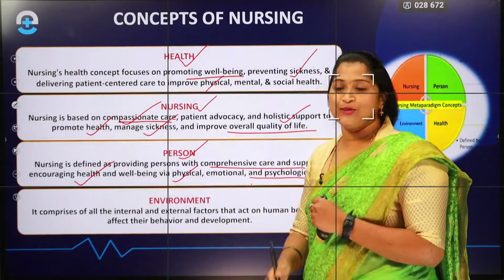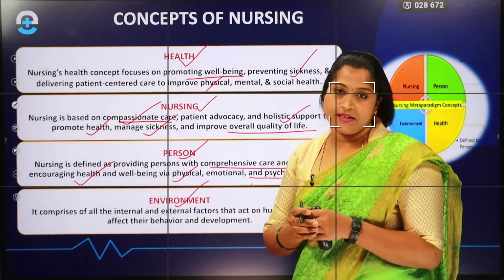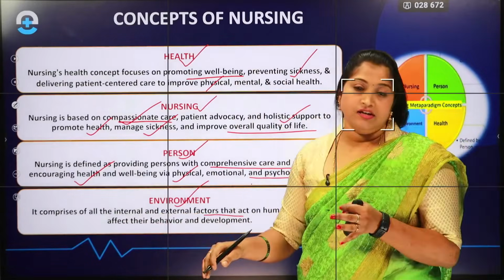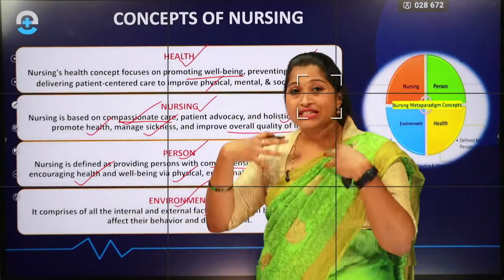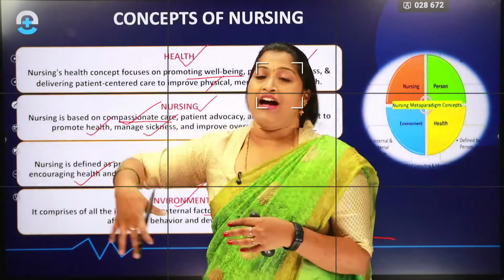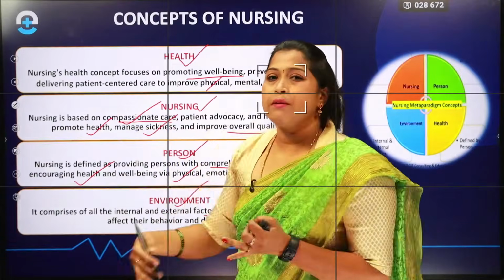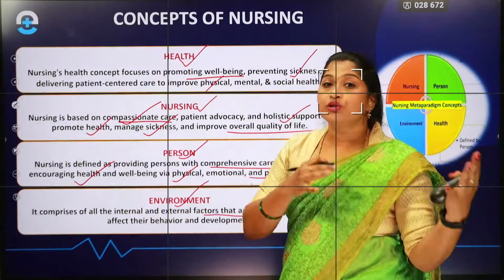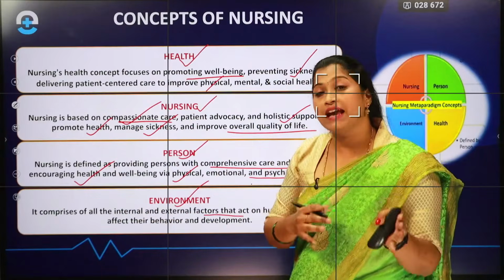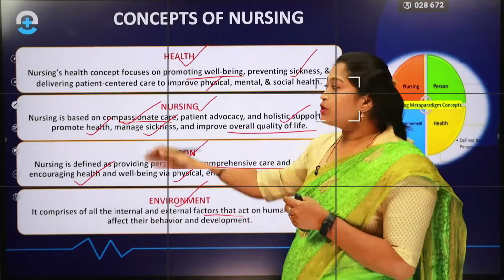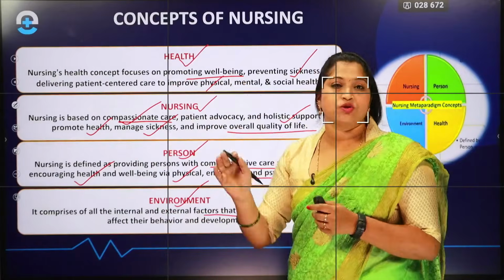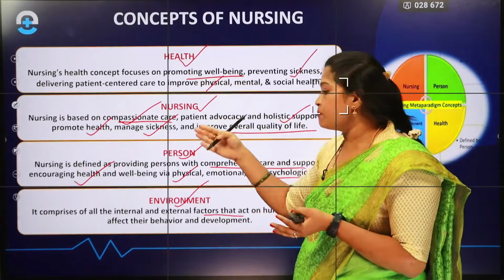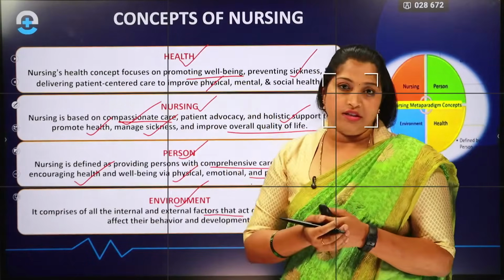Coming to our fourth concept, the environmental concept. It comprises the internal and external factors. The internal factors are related to the body, and the external factors may be the environment, how your environment is influencing your health. Internal and also external factors, how they influence your health. So these are the four important concepts of nursing, that is nothing but the health, nursing concept, person and environmental concepts.